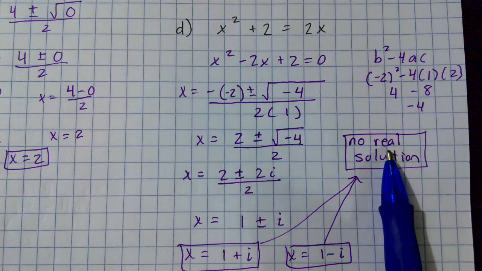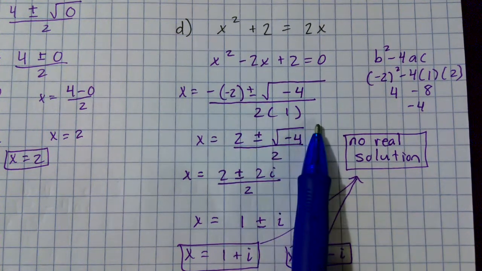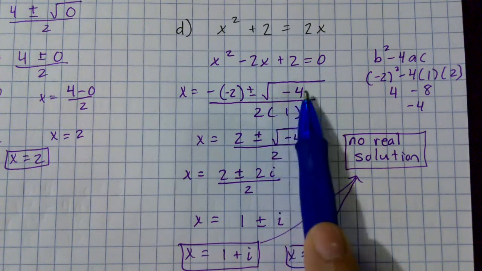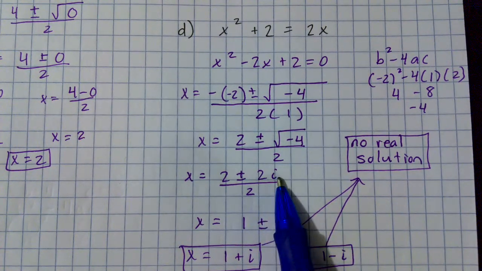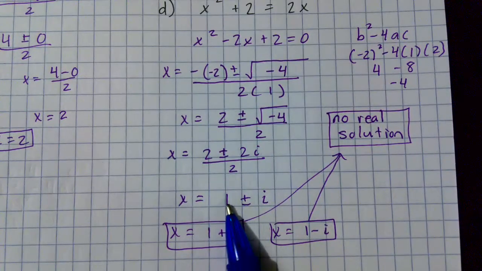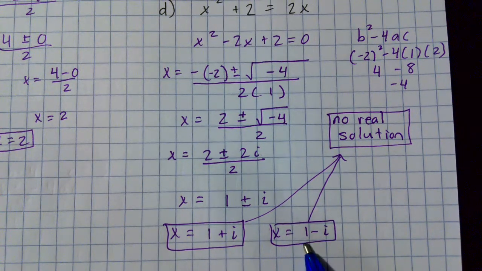No real solution. If you actually wanted to find out what the imaginary solution is, then you would continue the formula. Minus negative 2 is positive 2, plus or minus the square root of negative 4. The square root of negative 4 is actually 2i. Then you simplify, and you get x equals 1 plus or minus i. So x equals 1 plus i, and x equals 1 minus i.